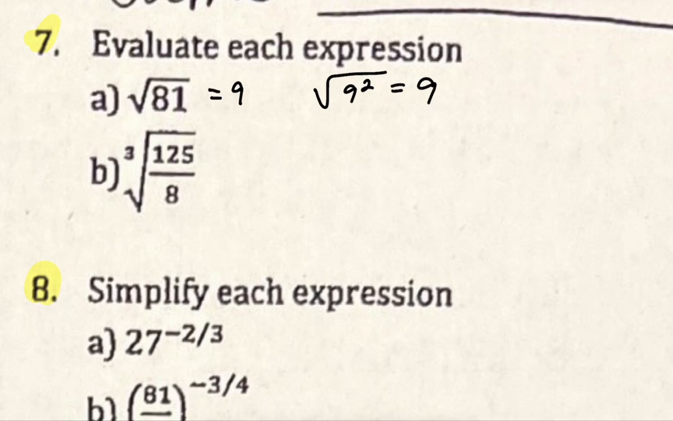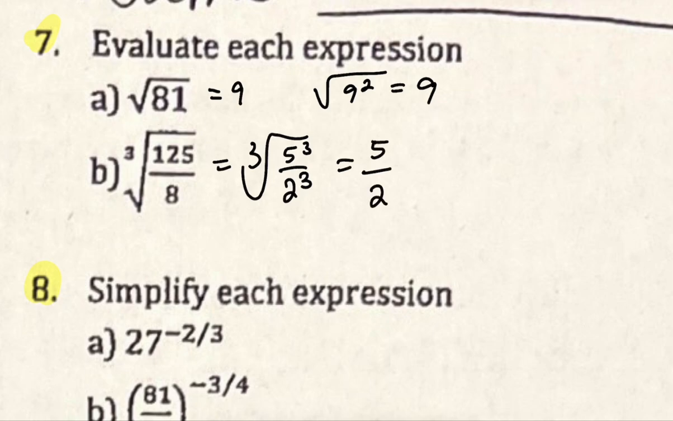Both 125 and 8 are perfect cubes, so cube root undoes that very nicely. This is the same as 5 cubed over 8, which is 2 cubed. So the 5 and the 2 are what remains, because the cube root of 5 cubed is 5. The cube root of 2 cubed is 2. So that is the answer, 5 over 2. Okay, so those are nice.